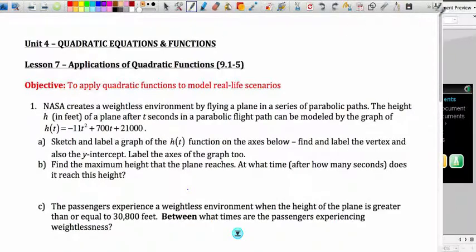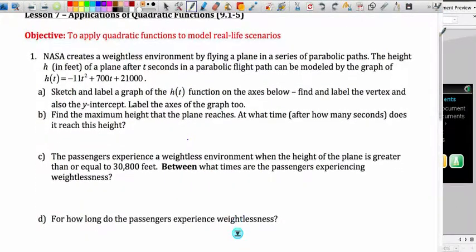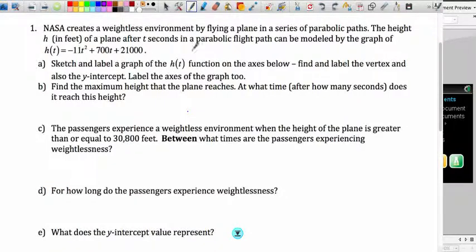Okay, so let's start with example number 1. We'll just read through here quickly. So NASA creates a weightless environment by flying a plane in a series of parabolic paths. So of course we're talking about parabolas, which are quadratic functions. The height in feet of a plane after t seconds in a parabolic flight path can be modeled by the graph h of t.